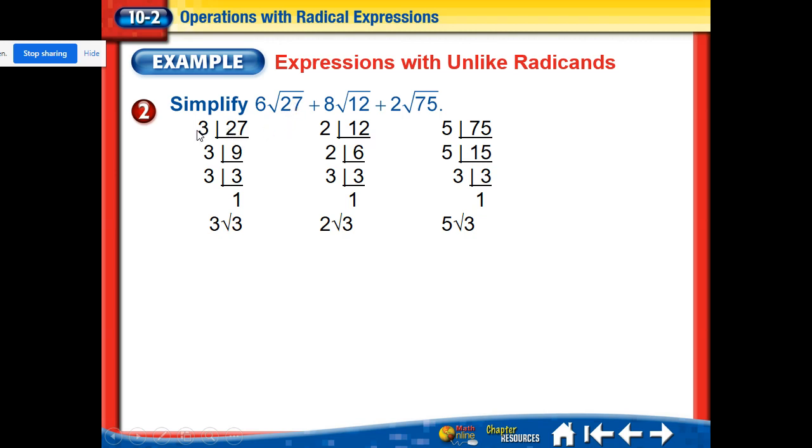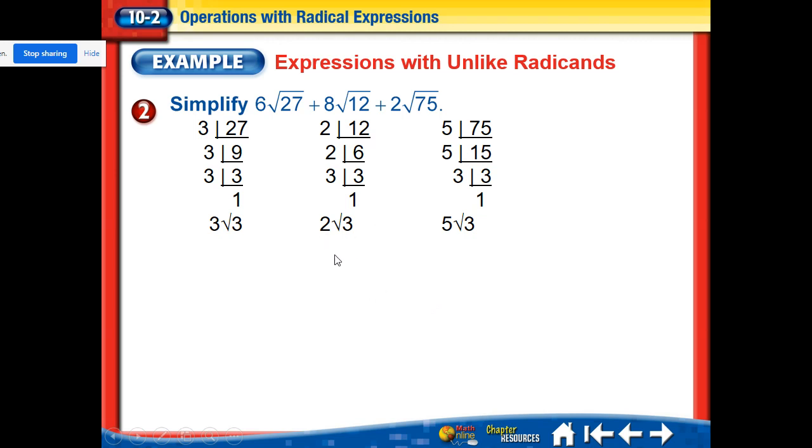So here's 27. 3, and what goes into 27? 3 does, and we get 9. 3 again gives us 3, and 3 gives us the birthday cake. So for 12, it's 2 gives us 6, and 2 gives us 3, and 3 gives us 1. And then for 75, we have 5 giving us 15, and 5 giving us 3, and 3 giving us 1. So pairs are 3, and then square root of 3, and 2 square roots of 3, and 5 square roots of 3.